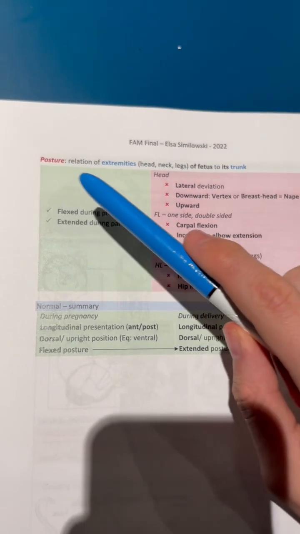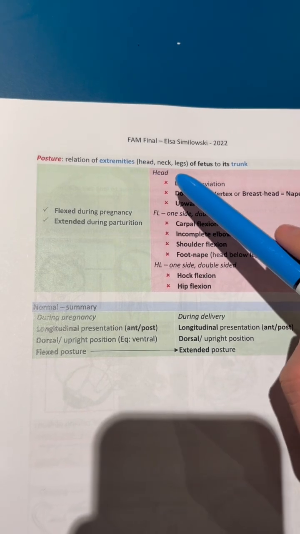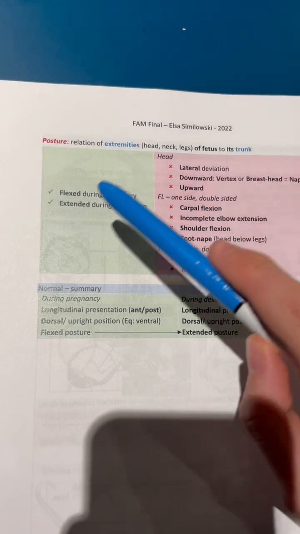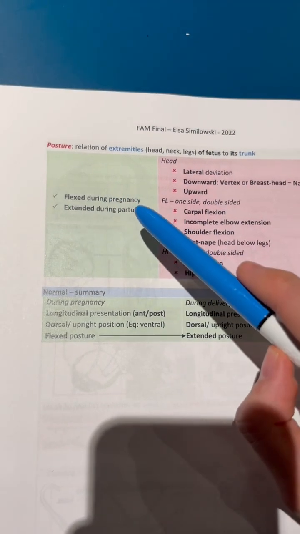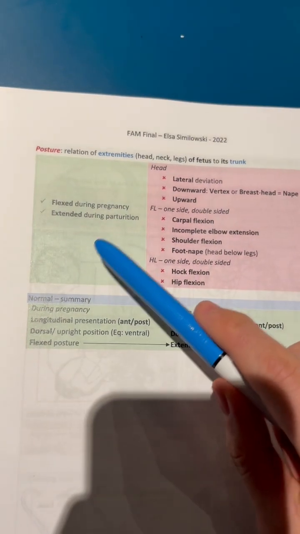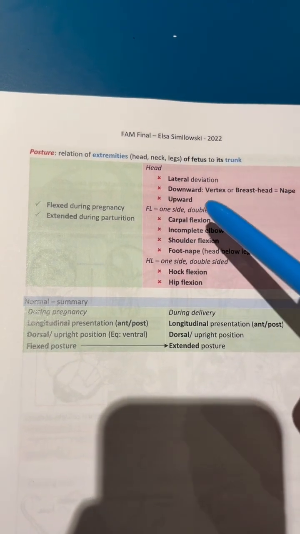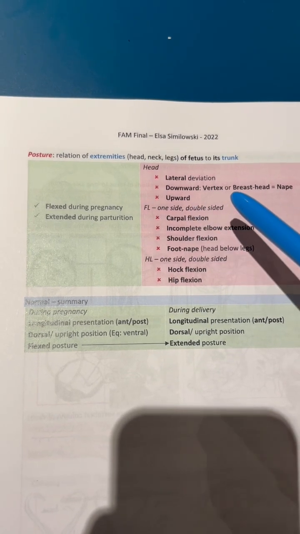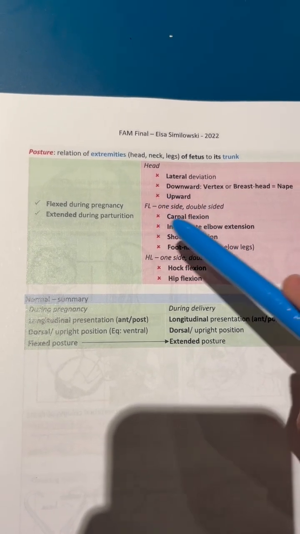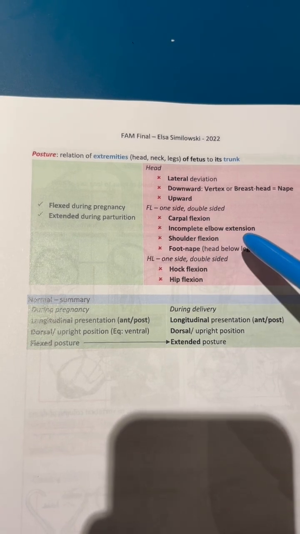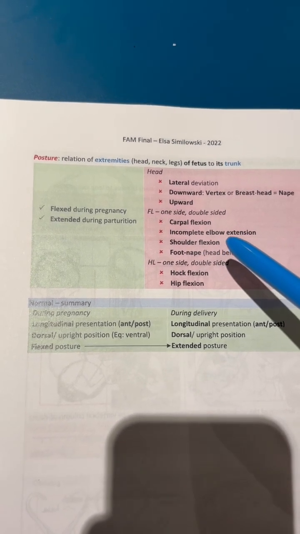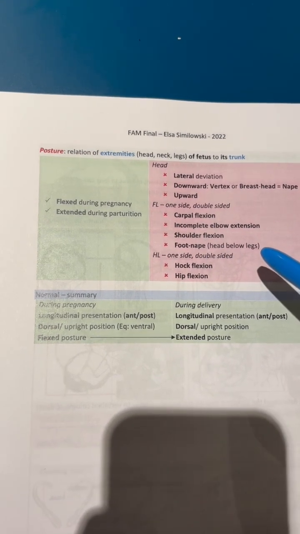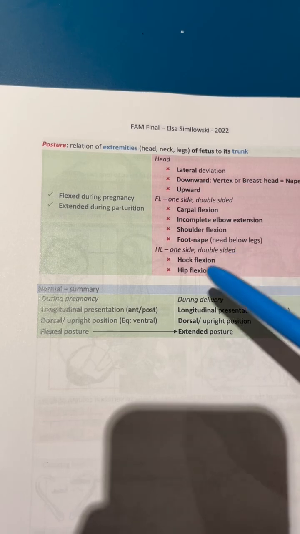The posture is the relation of the extremities, such as the head, neck and legs of the fetus, in relation to its trunk. So during pregnancy, you want these extremities to be flexed, and during birth, you want them to be extended. The problem with the head can be lateral deviation, or downward vertex, or a breast head, or an upward facing head. For the forelimb, the problems can be carpal flexion, an incomplete elbow extension, or a shoulder flexion, or a foot nape. This is when the head is below the legs. And for the hind limb, the problems are hock flexion and hip flexion.